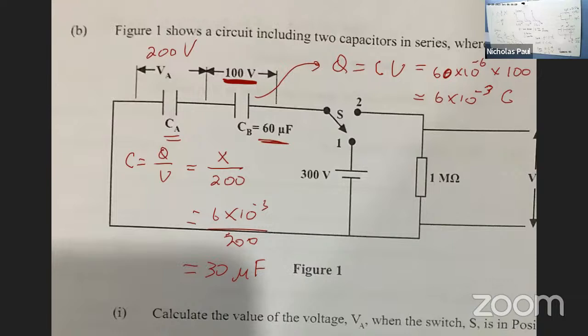Right, it's series, right? So 1 on C is equal to 1 on 30 plus 1 on 60. Right, so that is 20. Yeah, 1 on 30, that would be what? 2 on 3 on 60.